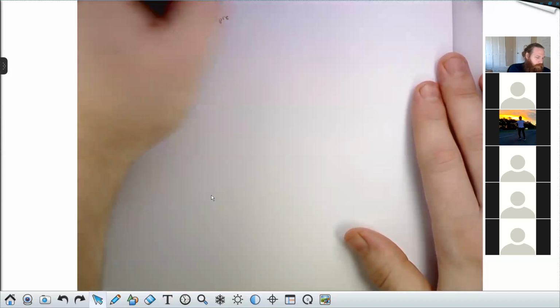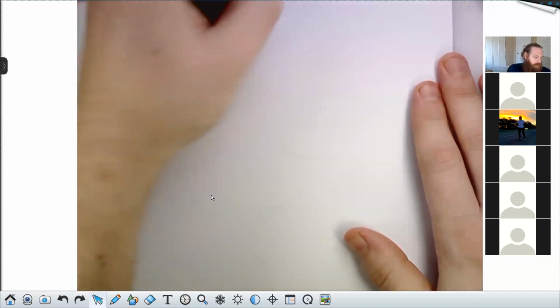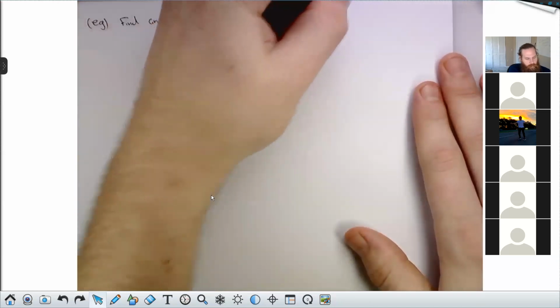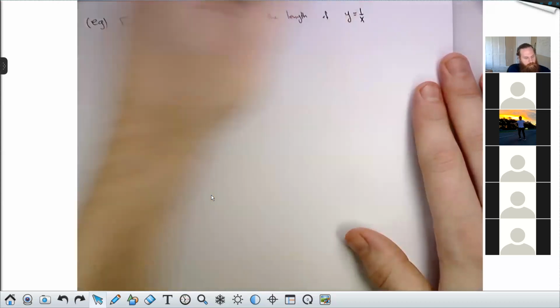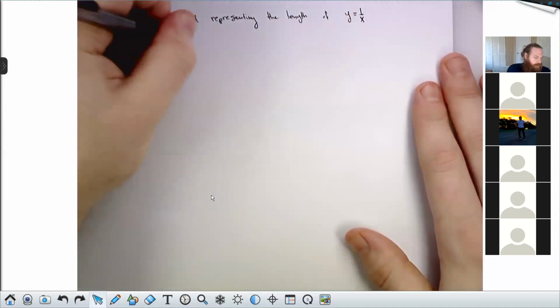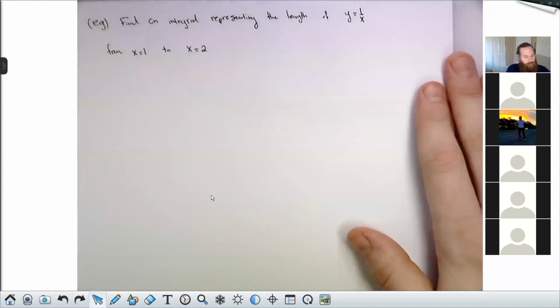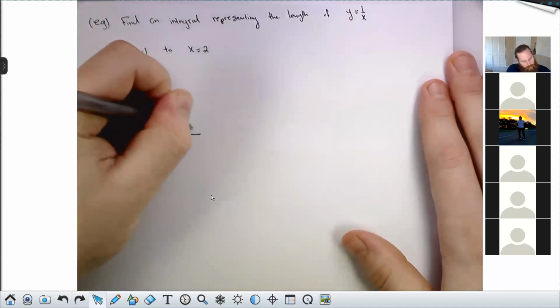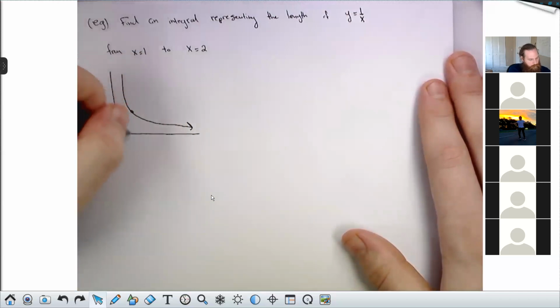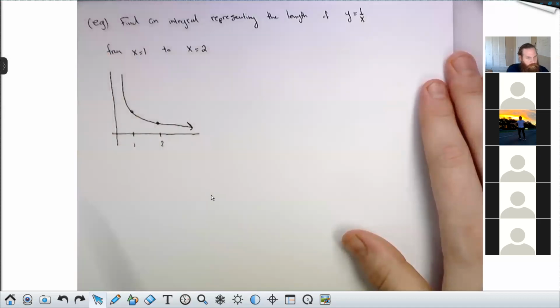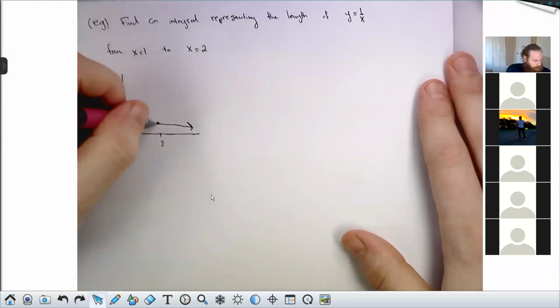So let's find an integral representing the length of y equals 1 over x from x equals 1 to x equals 2. The picture here is not hard to imagine. 1 over x. It's like this. So here's (1, 1). And here's (2, 1/2). I'm looking just for this length.